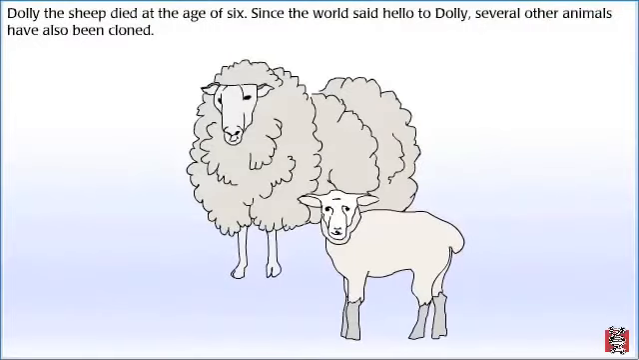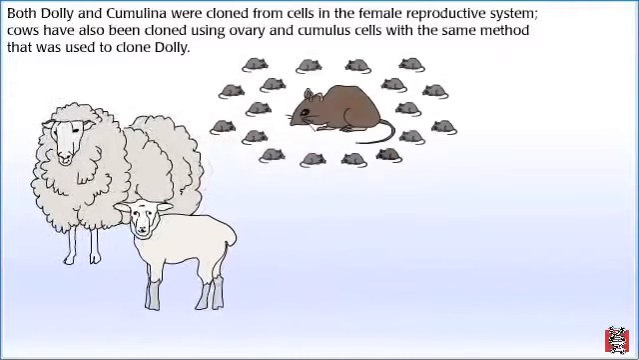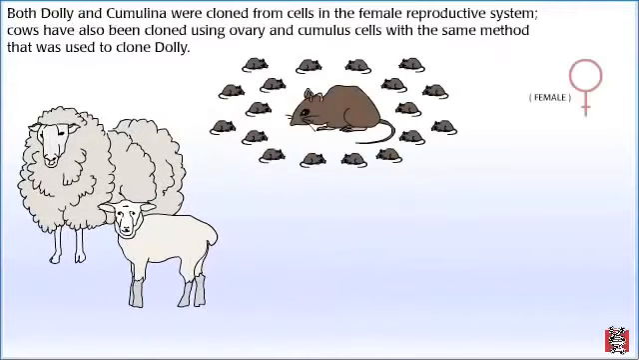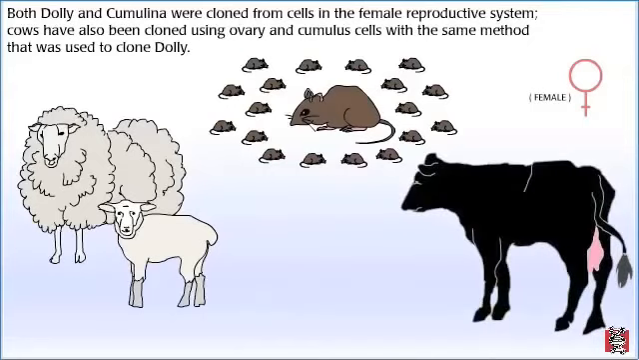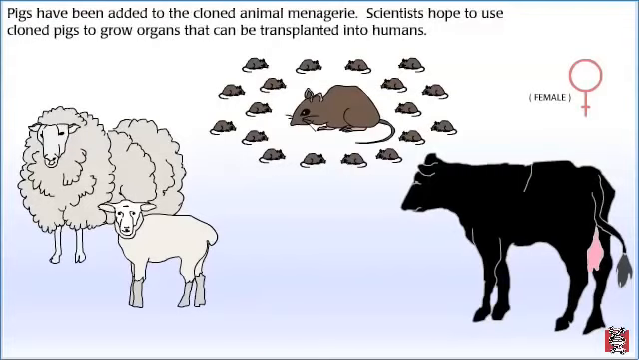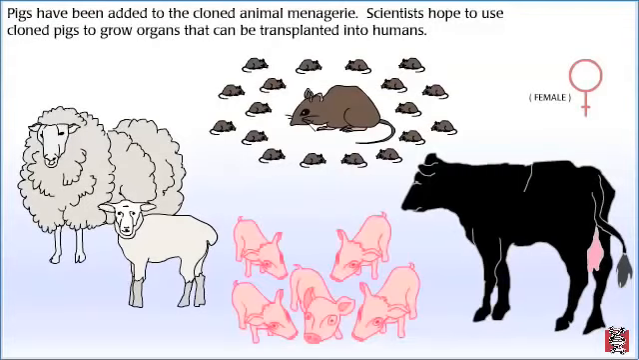Since the world said hello to Dolly, several other animals have also been cloned. Both Dolly and Cumulina were cloned from cells in the female reproductive system. Cows have also been cloned using ovary and cumulus cells, with the same method that was used to clone Dolly. Pigs have been added to the cloned animal menagerie. Scientists hope to use cloned pigs to grow organs that can be transplanted into humans.